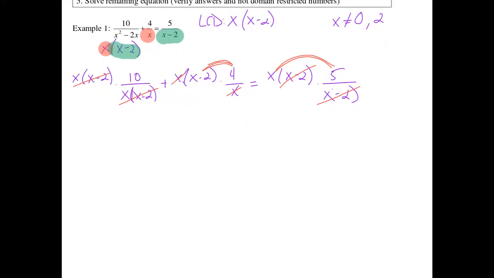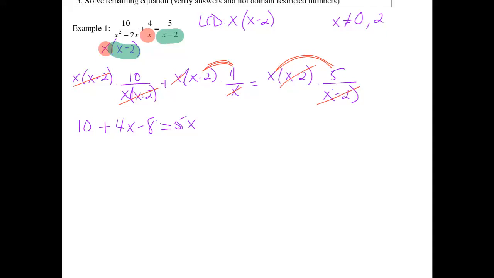So at this point, let's clean it up a little bit. So now we have first fraction, just a 10, plus, all right, 4 times x minus 2 will distribute. So we'll have 4x minus 8. And then equals, we're just multiplying 5 times x.